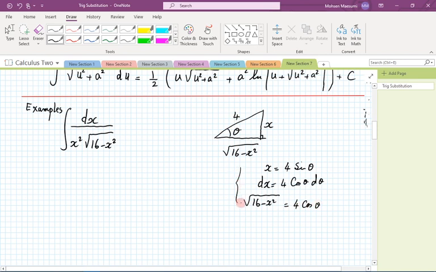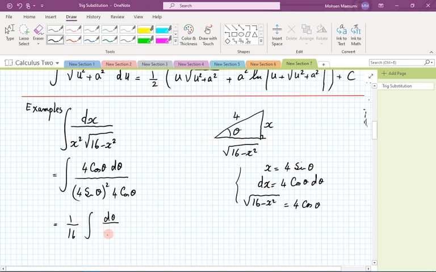So once we have these three, we can complete our substitution. Instead of dx, I have 4 cosine theta d theta. Instead of x squared, I have 4 sine of theta squared, and instead of this radical, I have 4 cosine theta. 4 cosine and 4 cosine cancel out. 4 squared is 16, and this becomes d theta over sine squared of theta. Of course, we can also write this, and what is 1 over sine squared? Yes, that's equal to cosecant squared of theta.